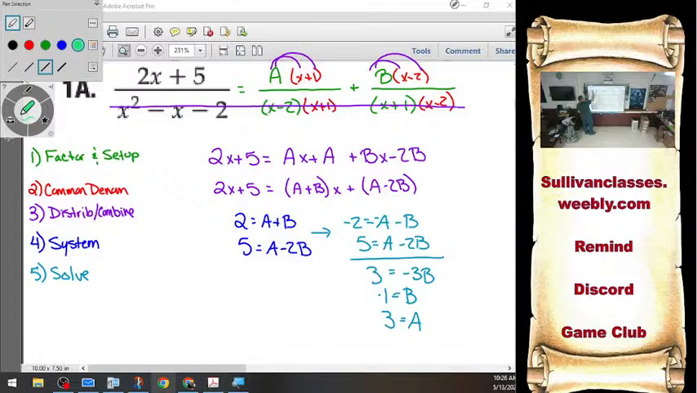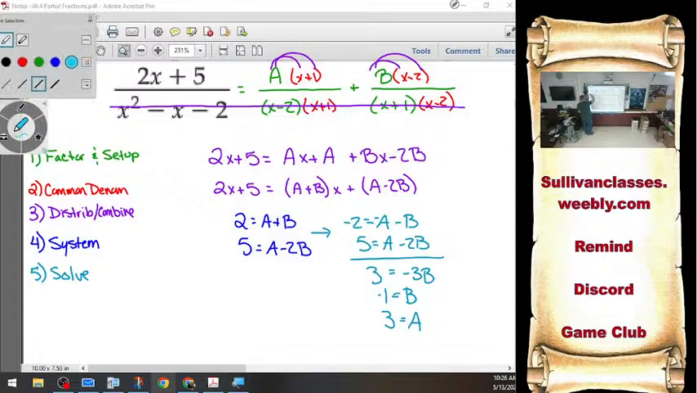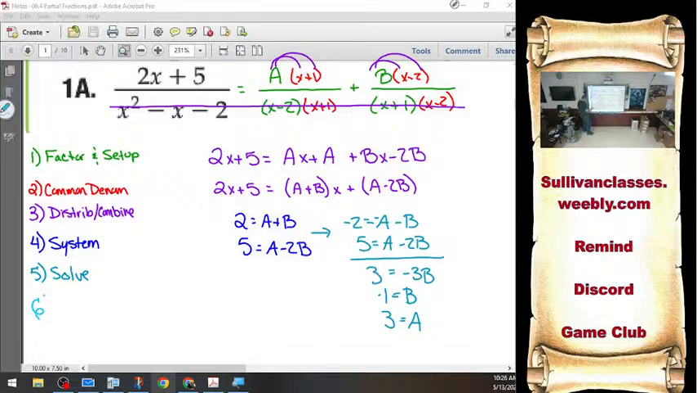And you have to put it together at the end. You can't just quit. Step 6 is to actually write it. Write the decomposition. If I said that A is this and B is that, then I need to say 3 over x minus 2 minus 1 over x plus 1. That's my answer.